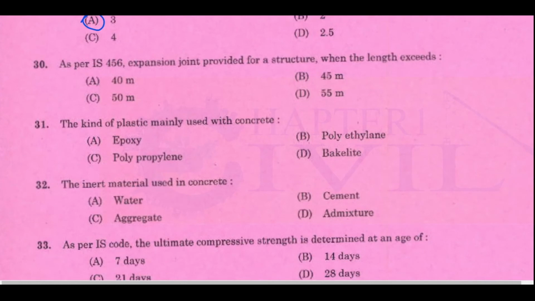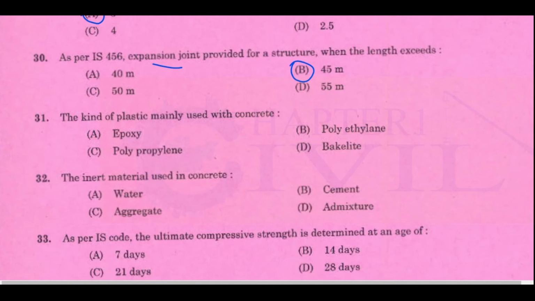Question number 30. As per IS 456, expansion joint is provided for a structure when the length exceeds 40 meter, 45 meter, 50 meter, 55 meter. When the length exceeds 45 meter, we provide an expansion joint.